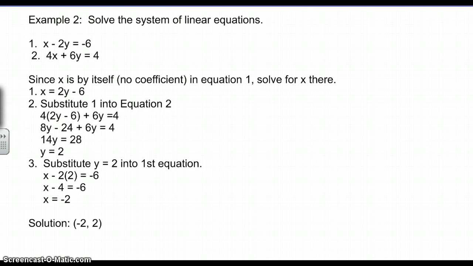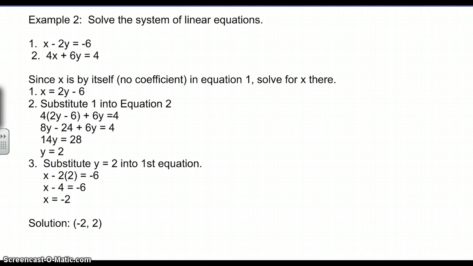That result you now have to take and put in the other equation. In this case, that's equation 2. So equation 2 is 4x plus 6y equals 4. Substitute what you have for x into that equation. So now we have 4 times the quantity 2y minus 6 plus 6y equals 4. That's 8y minus 24 plus 6y equals 4, or 14y equals 28, and y equals 2.